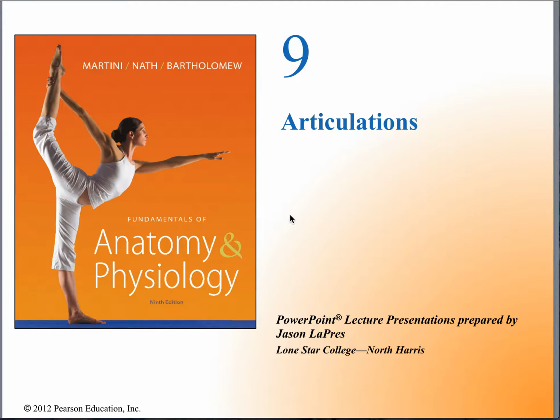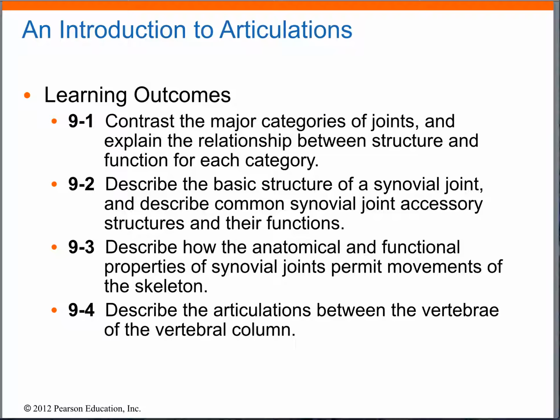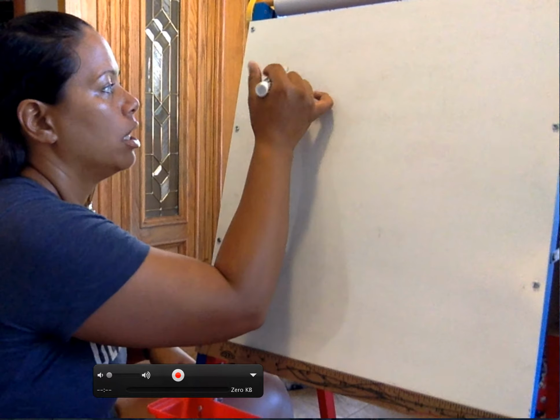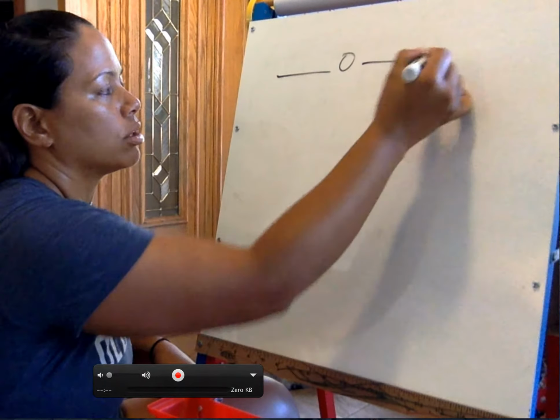Let's continue on to chapter 9. We covered this in the review, but let's talk about it now. What are joints? Let's simplify. Don't make it any harder than it has to be. A joint is a connection between two bones.